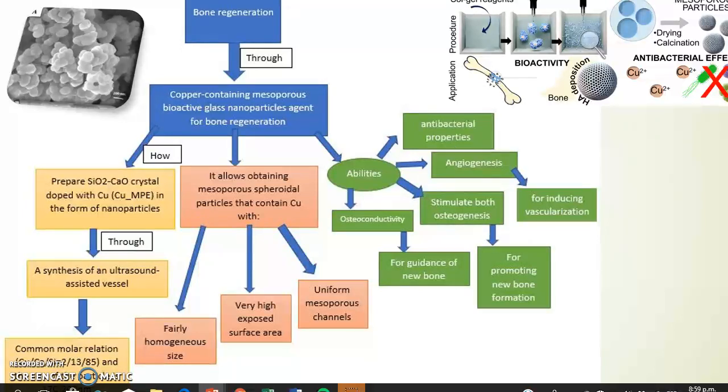Another is osteoconductivity, that is guidance of new bone, stimulating osteogenesis for promoting new bone formation, and angiogenesis for inducing vascularization. For that, these nanoparticles are very used in this part of medicine and have a good advantage.